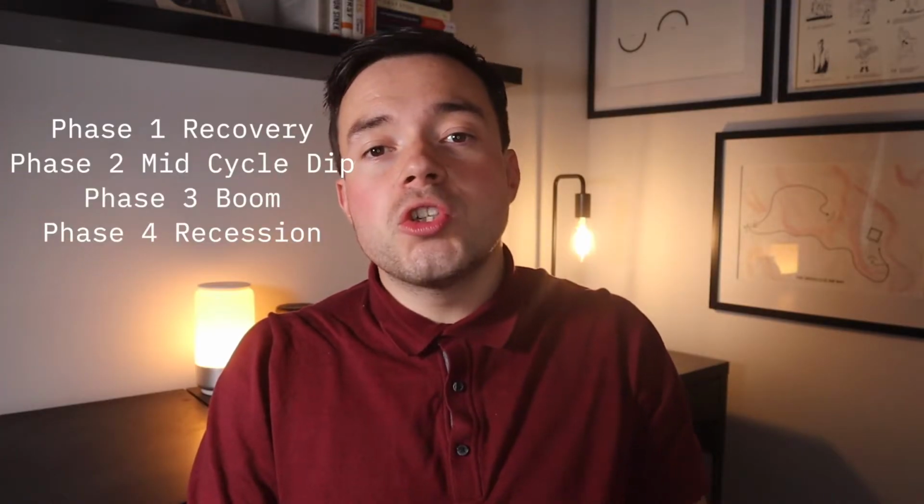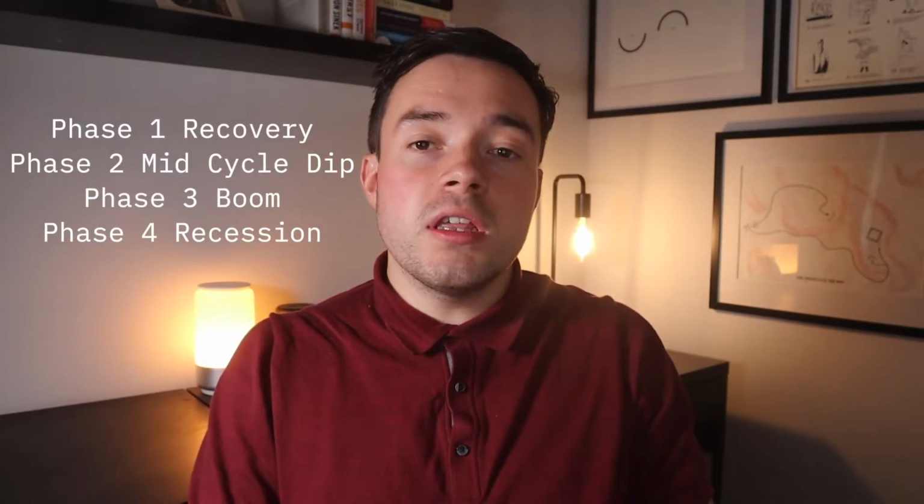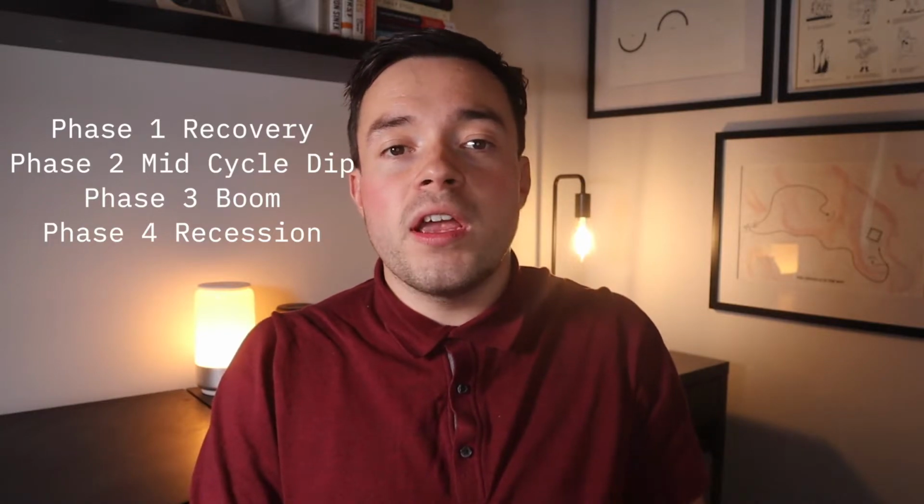So what is the 18-year property cycle and who coined it? Certainly in recent times, it was made famous by a chap called Fred Harrison, who's an author, economic commentator and corporate policy advisor, who is best known for his stances on land reform in particular, with there being four main phases in the cycle. Phase 1, the recovery, Phase 2, the mid-cycle dip, Phase 3, the boom, and finally the last phase, which is the recession.